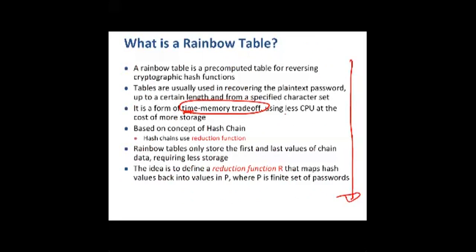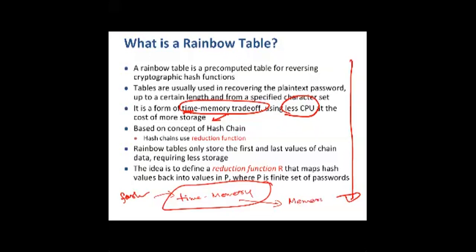It uses less CPU at the cost of more memory storage, right? So normally we try to optimize between time and memory. Of course, if you have a faster computer, then your time is anyway less. Now this mechanism, the rainbow table, allows you to do this with less memory. It's called a hash chain and it's based on a reduction function. A rainbow table stores only the first and last value of a chain, requiring less storage.